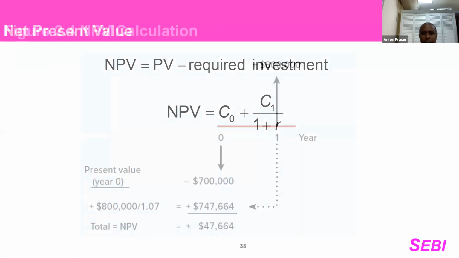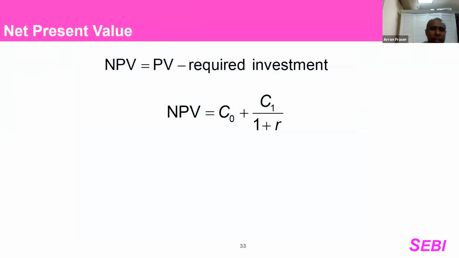And this is just the formula for net present value. This is the present value minus the required investment. So that's the present value of the cash inflows minus the investment that's required, and that will give you the net present value.